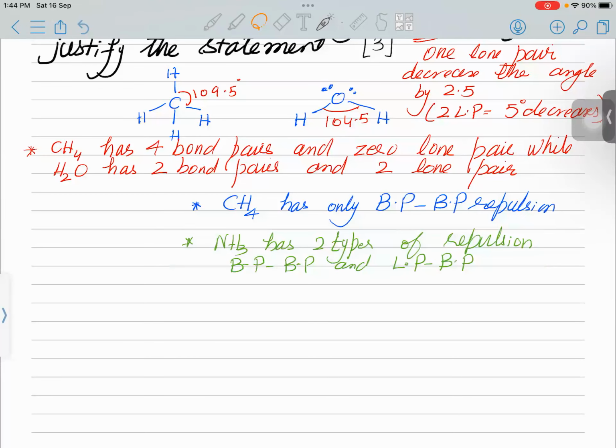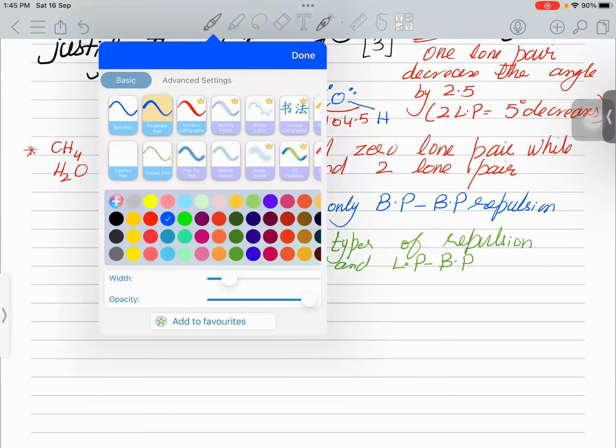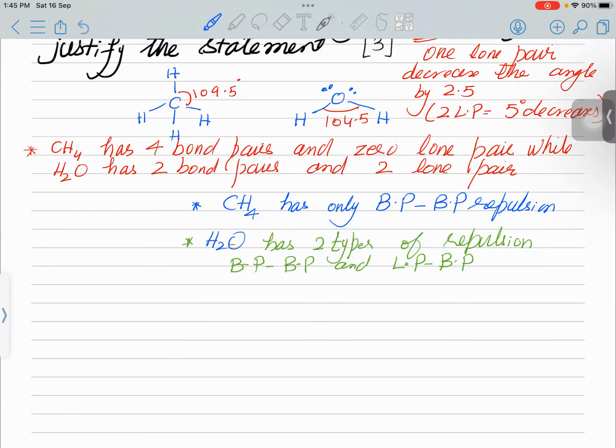So CH4 has only bond pair repulsion, and water has how many types of repulsion? That's 3, exactly 3. Number 1 is bond pair-bond pair. Number 2 is bond pair-lone pair. Third is lone pair-lone pair.